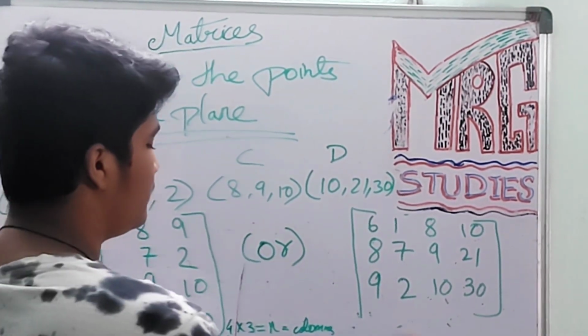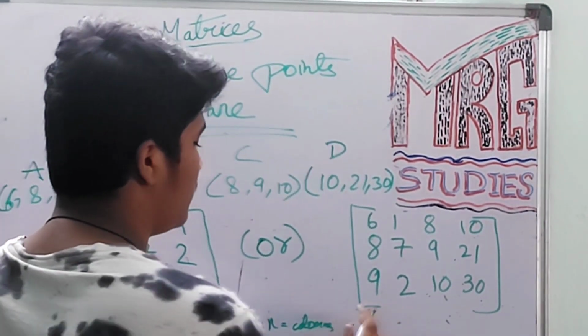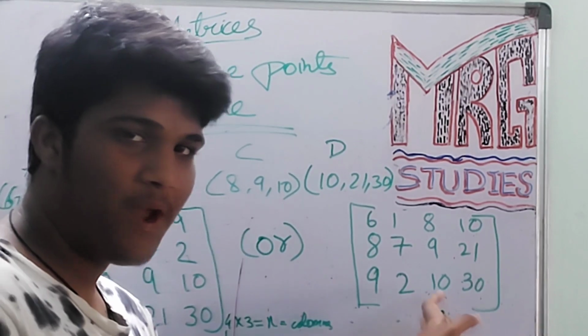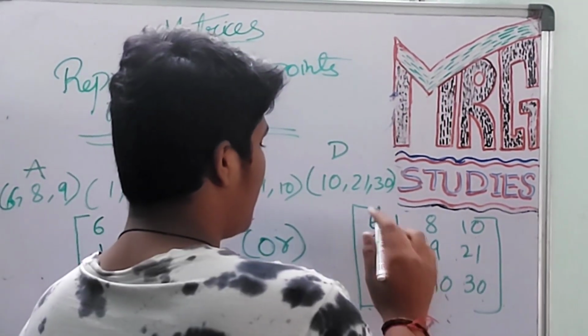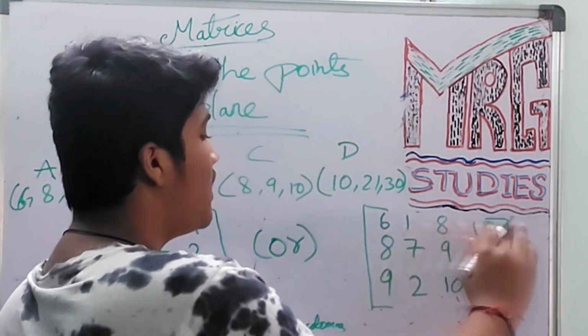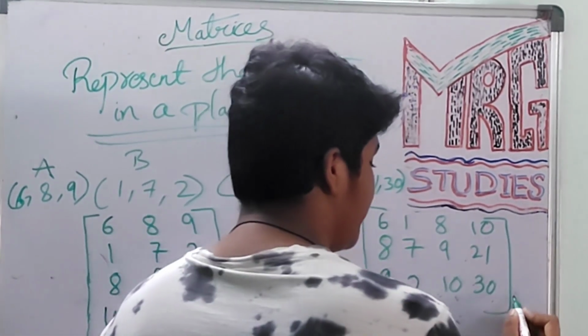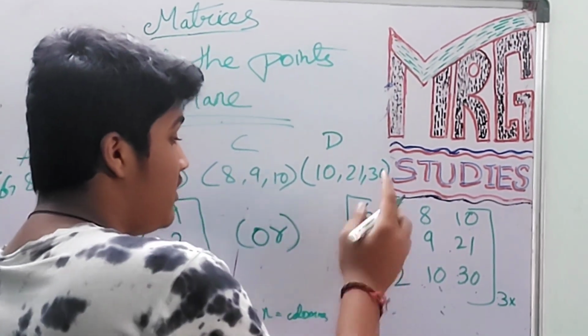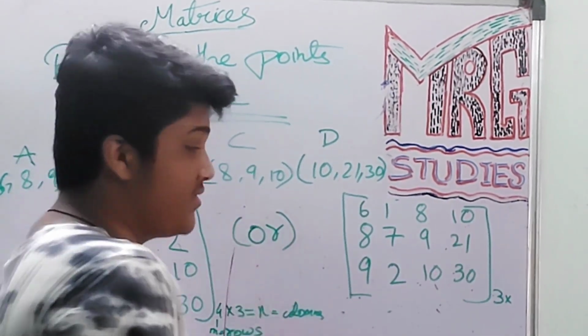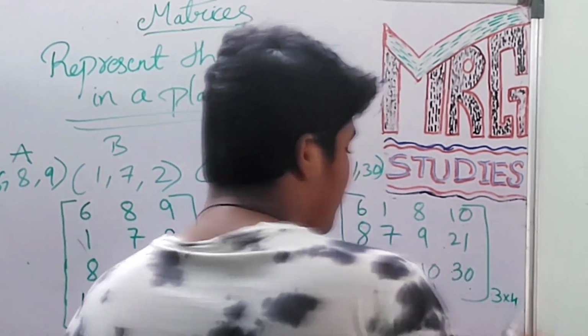Now we should write the order of matrix for this matrix. See, how many rows do we have here? 1, 2, 3. 3 rows. And how many columns do we have? 1, 2, 3, 4. So 4 columns. So like this we will do.